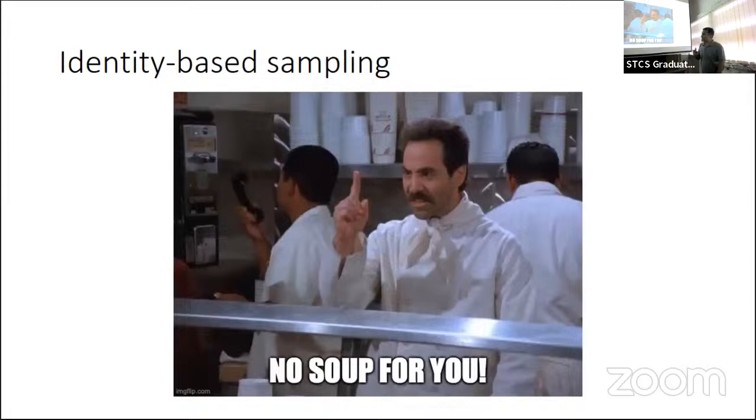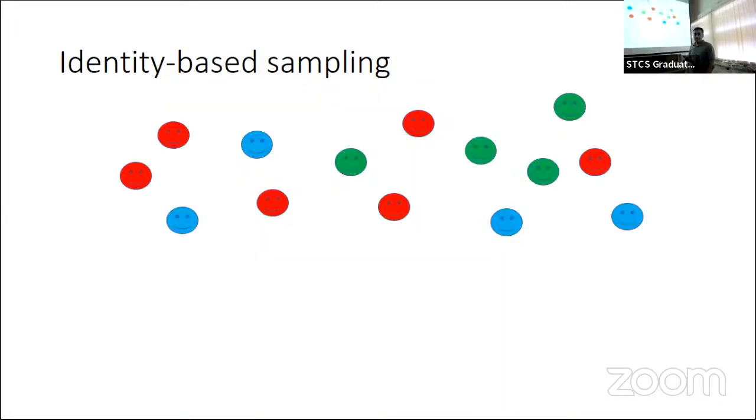Next, let me tell you what identity-based sampling is. In identity-based sampling, the learner is able to, quote unquote, recognize the individual that is being presented to it. So here is how this works. Again, I see the green individual, red, blue, and then this time when the green individual comes along, I actually know that I've seen this person before.